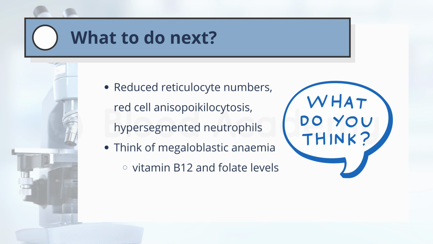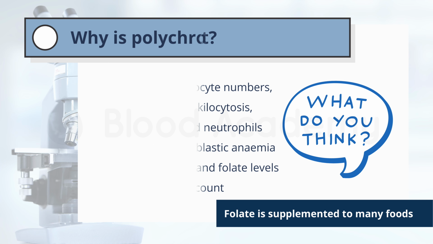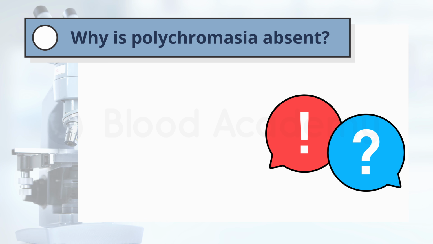Vitamin B12 and folate levels will help establish this, although this can be inaccurate in certain patient groups, like pregnant women. A reticulocyte count will also allow correlation with the reduced polychromasia. Folate deficiency is unlikely in most areas of the world, due to folate supplementation in many parts of the food supply. So why is polychromasia absent?